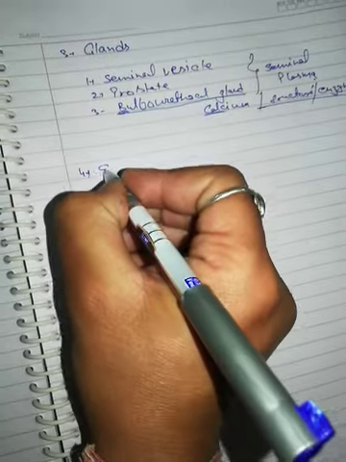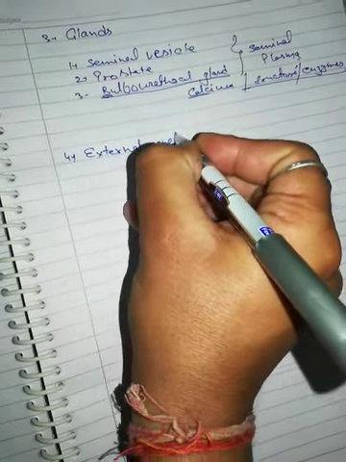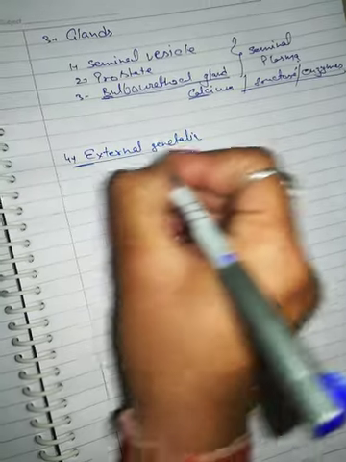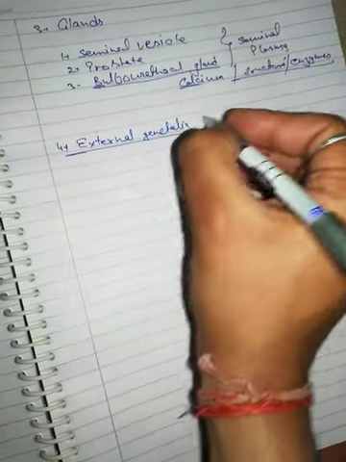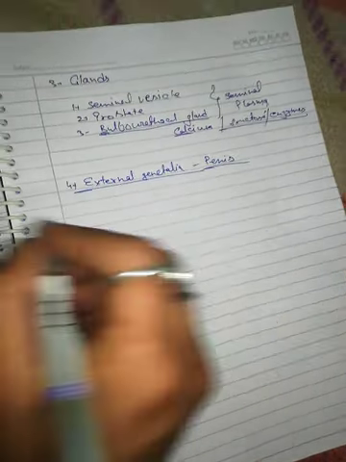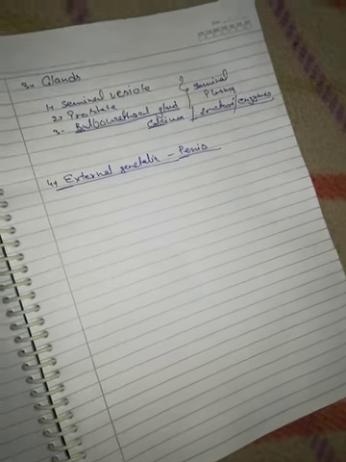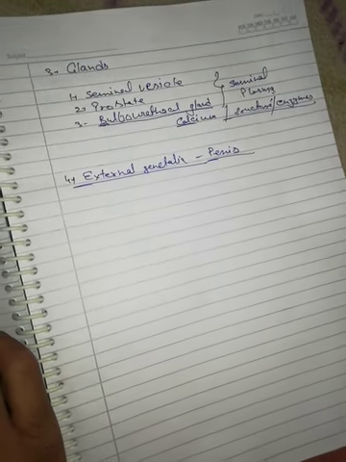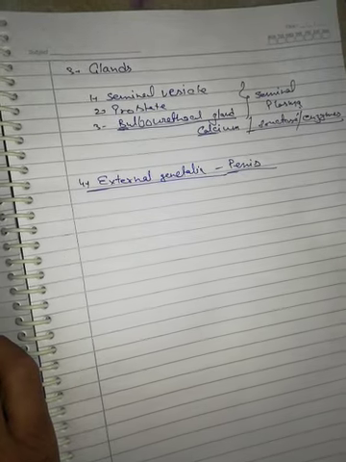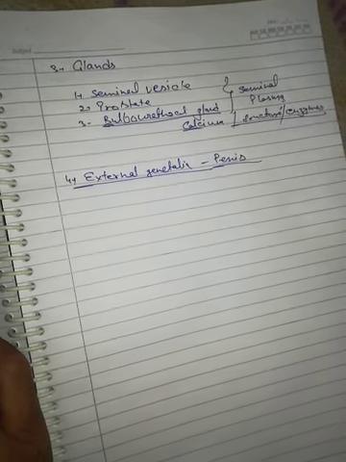Okay, the last and the final one is the external genitalia. Basically external genitalia is the penis, and penis has some special tissues or some muscles which help in the erection of the penis during the time of intercourse or copulation or sex. Is it clear?